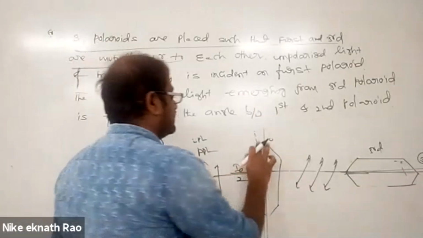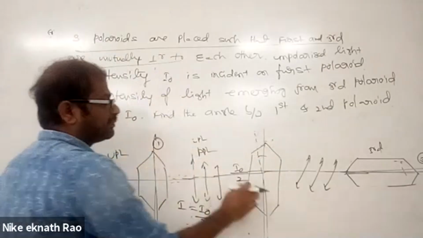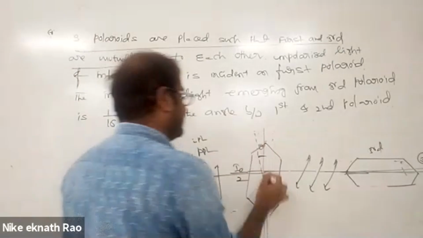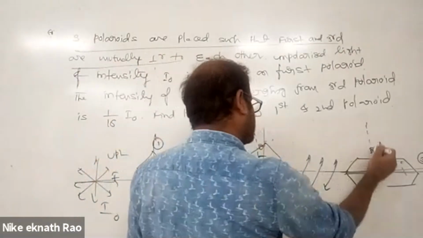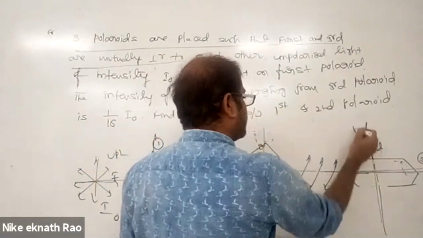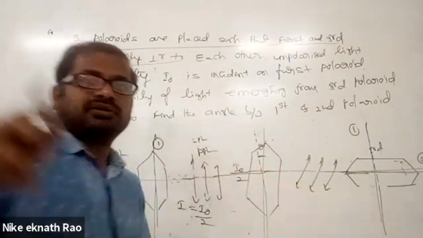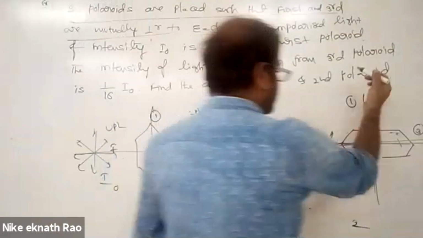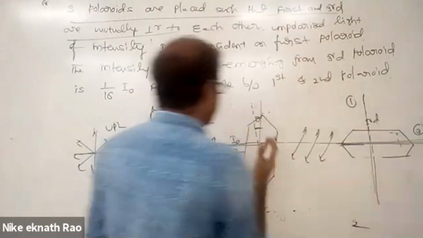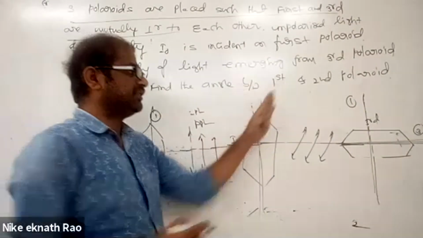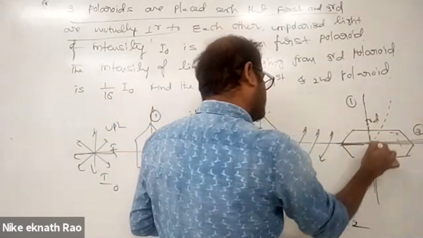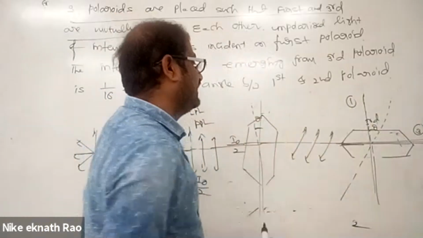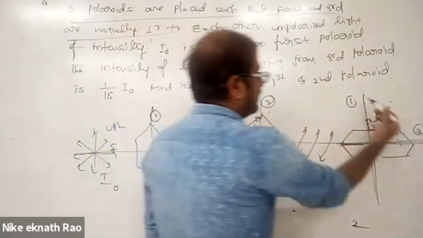The question asks for the angle between the first and second polaroid. We don't know it, so let the angle be theta. The first polaroid axis is like this and the third is perpendicular to it. If the angle between first and second is theta, what will be the angle between the second and third?